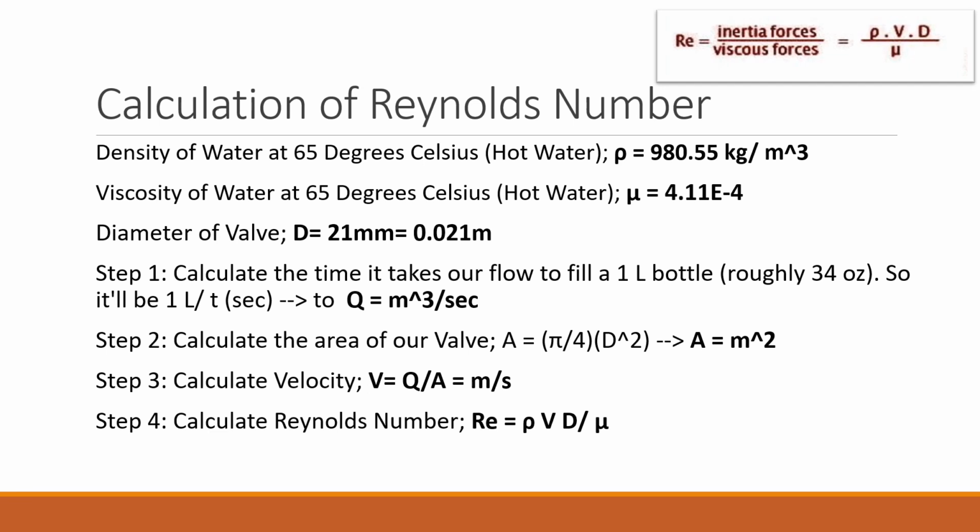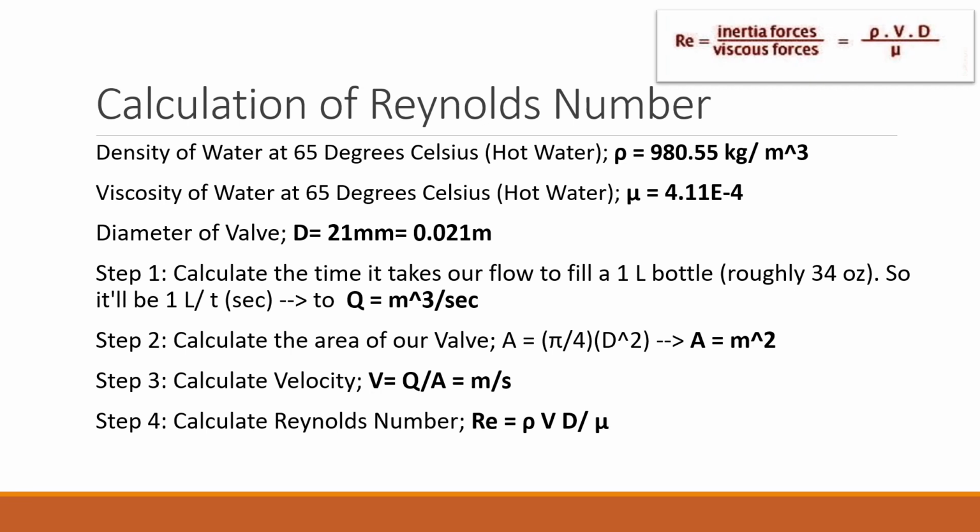For this experiment, our water was around 65 degrees Celsius, so our density is 980.55 kilograms per meter cubed, and our dynamic viscosity equals 4.11 times 10 to the negative 4 power. The diameter of our valve is 21 millimeters or 0.021 meters.